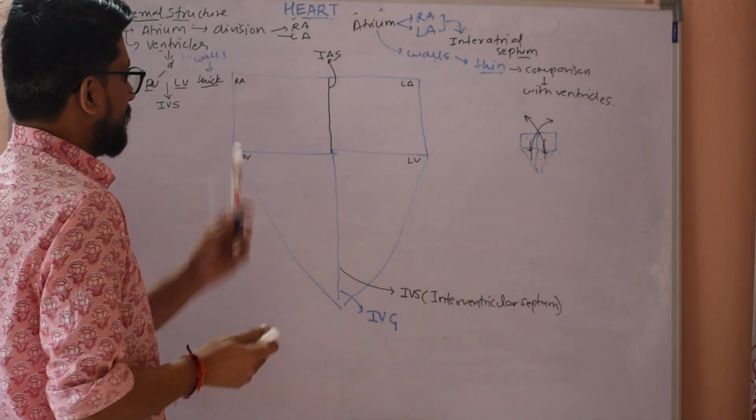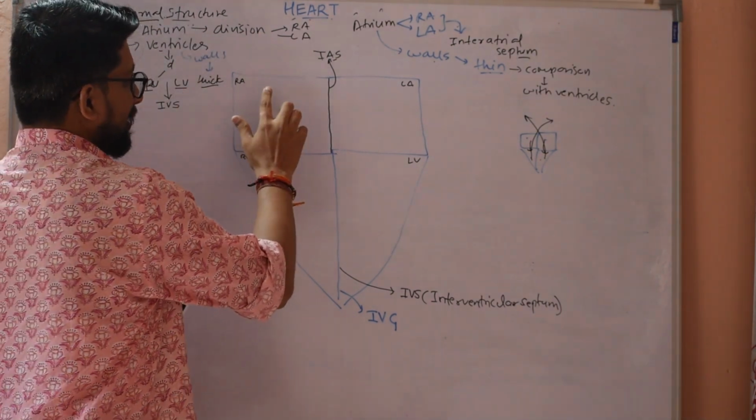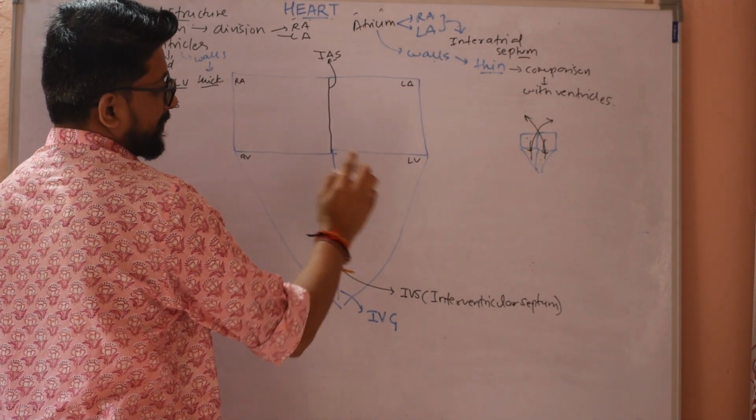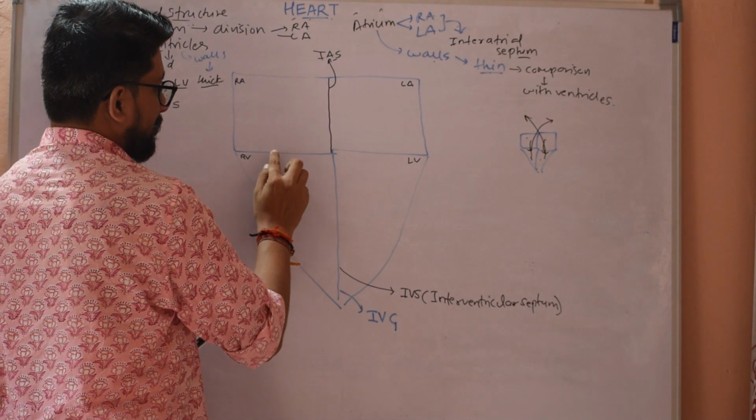Now the openings. Right atrium is connected to right ventricle, left atrium is connected to left ventricle by wall.